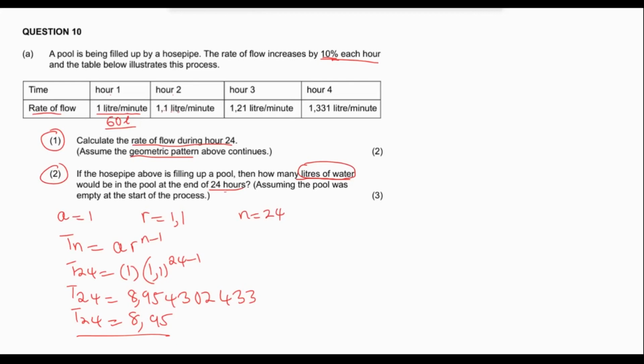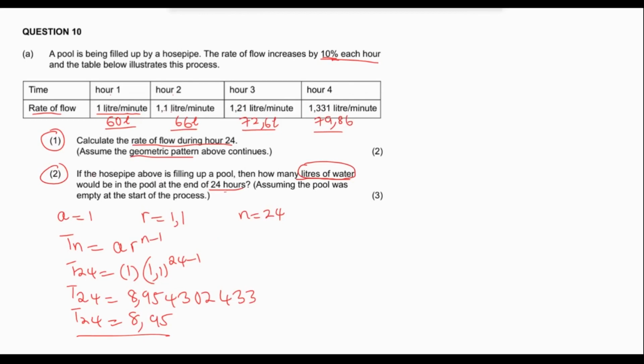Right, 1,1 liters per minute means 66 liters of water. 1,21 liters per minute means in hour 3 we're going to have 72,6 liters, from 1,21 times 60. And then 1,331 times 60, we have 79,86 liters. So these are the liters that we're going to be having in each hour.